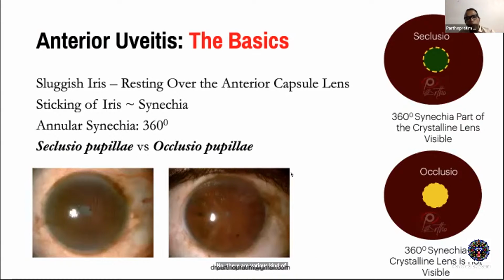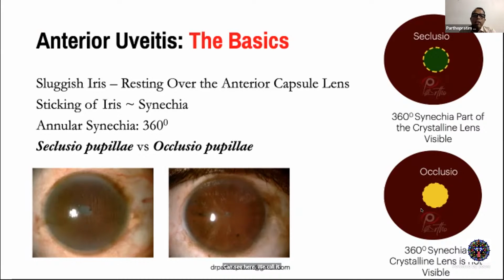Now, there are various kinds of synechia. Sometimes when the synechia involves the full 360 degrees, we call it annular or ring synechia. Now, in cases where there is 360 degree synechia but you can still see part of the lens, as you can see here, we call it seclusio pupillae.